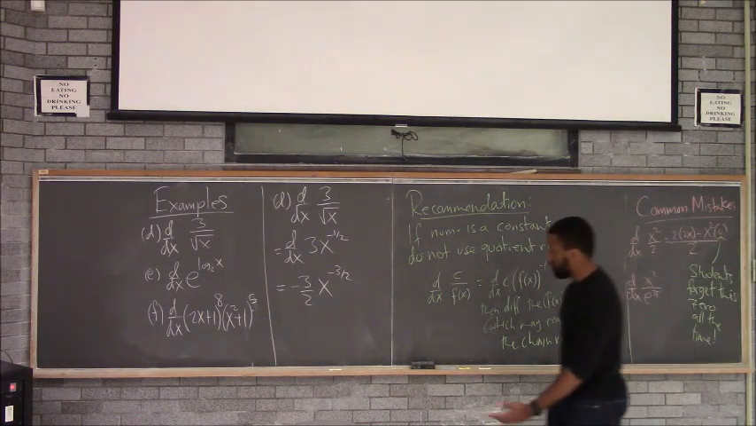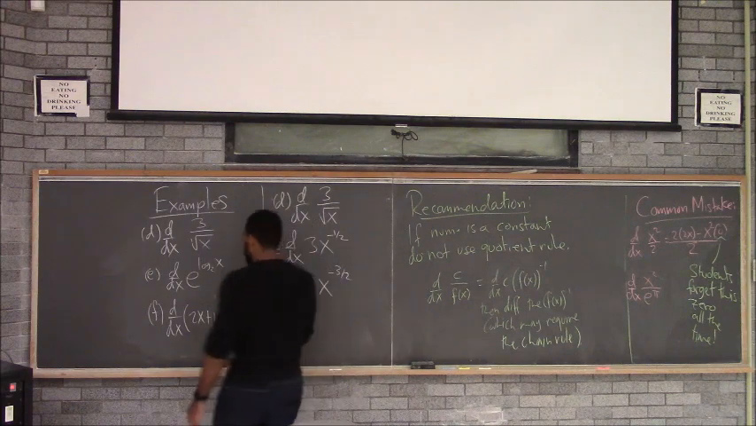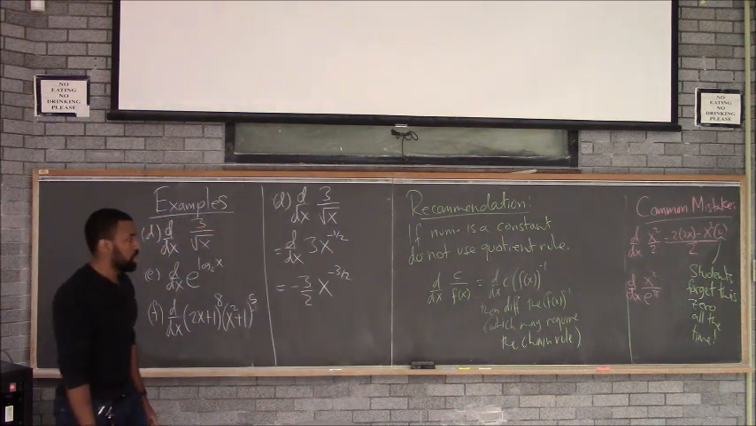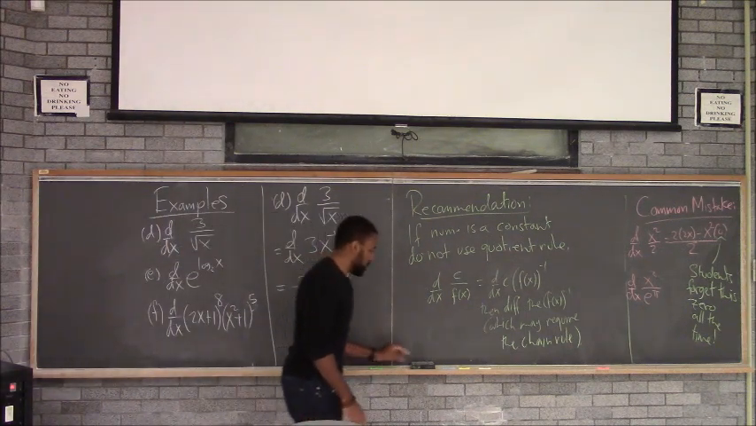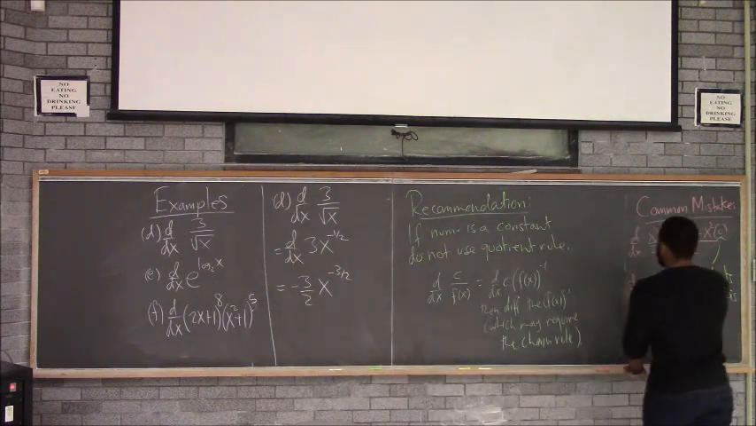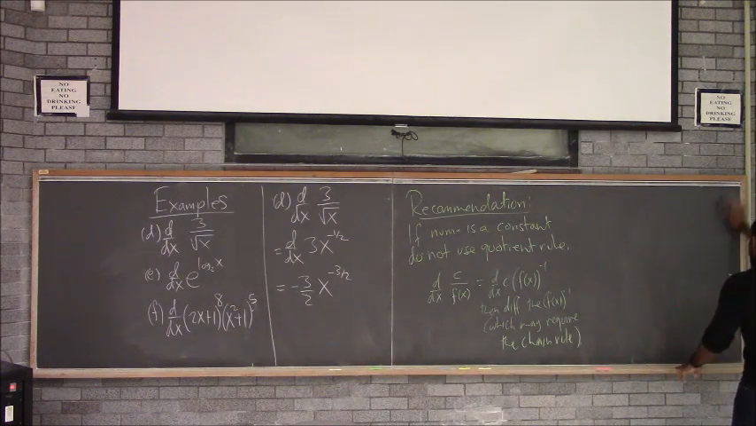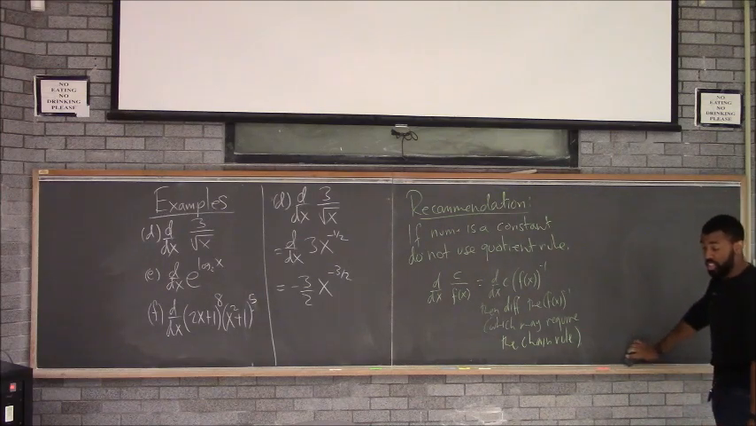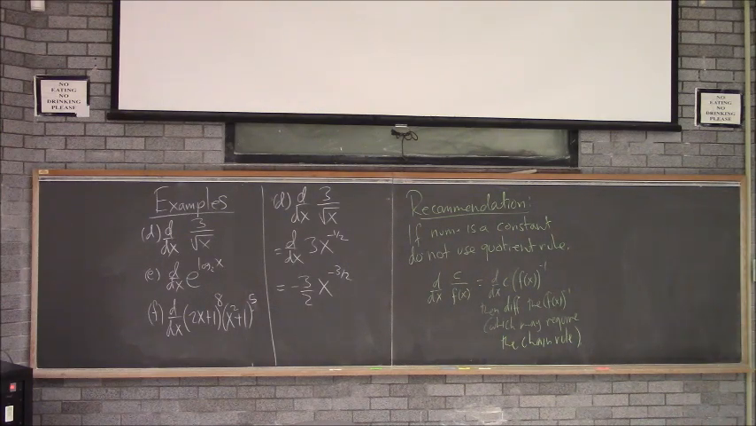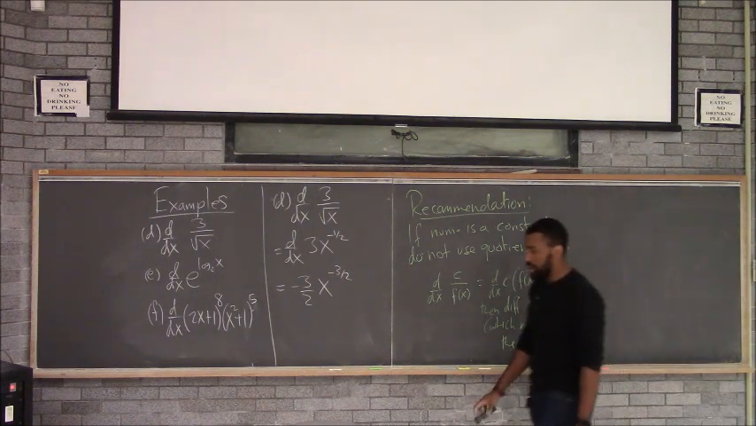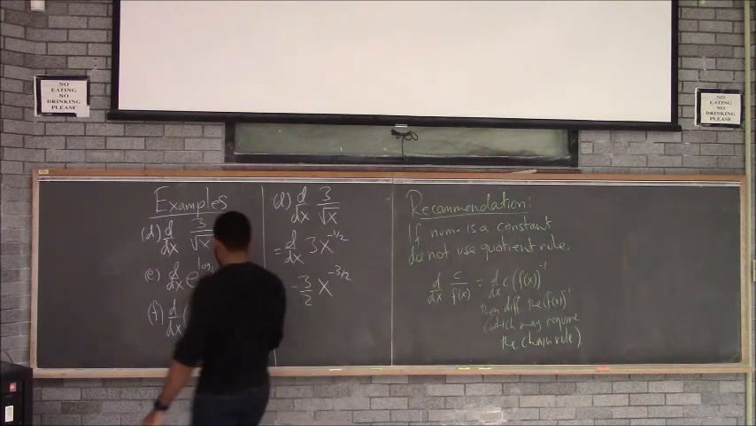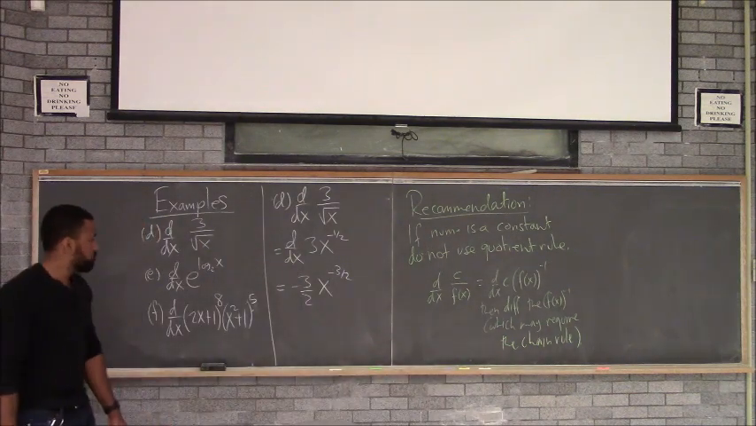So the quotient rule, powerful rule, but there are times when it's really just overkill and students end up making mistakes because of it. So if the numerator or denominator is a constant, don't use the quotient rule. If the denominator is a constant, you literally just ignore it, differentiate the top. If the numerator is a constant, bring up the bottom to the -1 power and then use the chain rule.